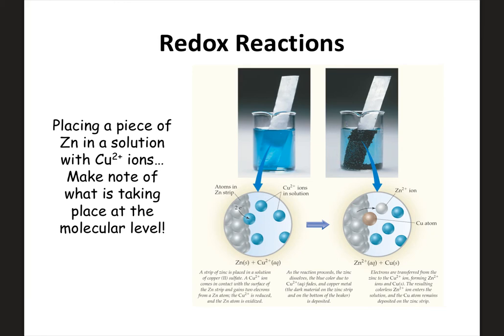So you can actually look at this picture here. If you compare the two, you can see the solid copper forming on the strip of zinc, but the zinc is slowly disappearing. Essentially, it is losing electrons and entering the solution, and the copper 2 plus ions are gaining electrons and plating out. All right, so you can see oxidation and reduction taking place here on a molecular level, and you definitely need to understand this on a molecular level.